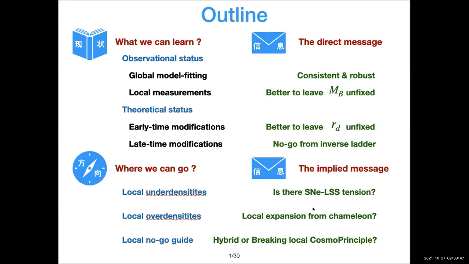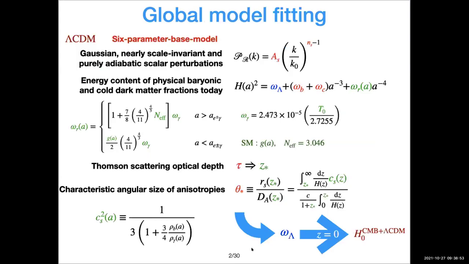So let's look at the observational status of the global model fitting. The global model fitting of the Hubble constant is obtained by fitting the CMB data, for example, to the lambda CDM model. The red quantities are the six base parameters that we can directly measure, and the green quantities are the derived parameters. The only unknown quantity is the blue one, which is the physical fraction of energy. This can be obtained by matching theta star to the measured value, and once you know this omega lambda, we can set z to zero and get the Hubble constant from the CMB data with the lambda CDM model.